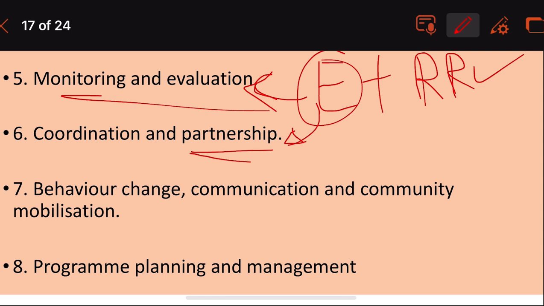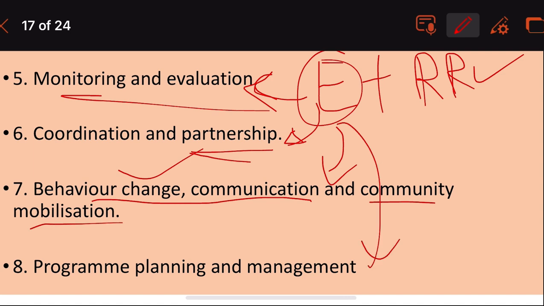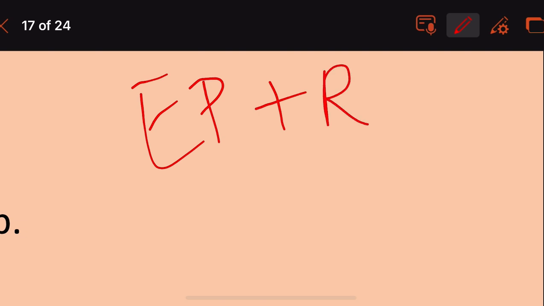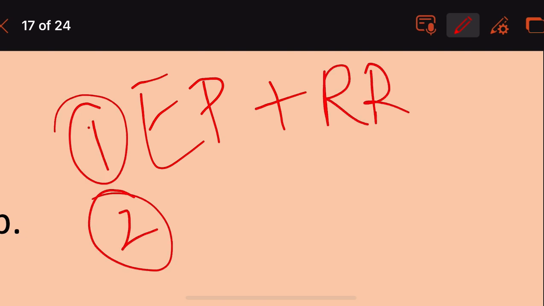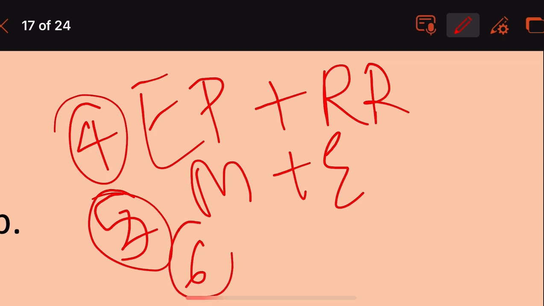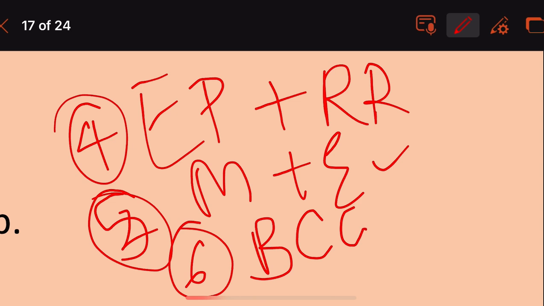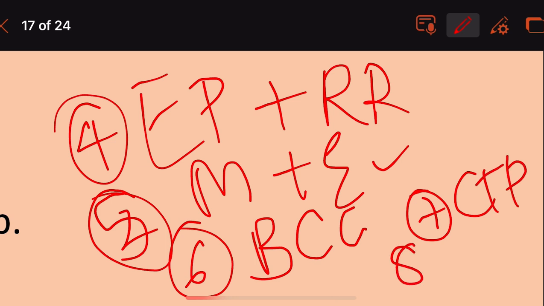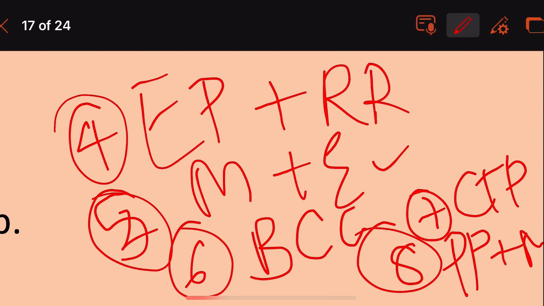And also along with the partnership, we have to bring in the behavior change in the people, because unless they change, we cannot help them that effectively. And the community mobilization. And lastly, to perform all this, we need to have a program which is planned and management should be done. So clear guys, how can we remember it as a story? Epidemic preparedness, we gave a rapid response to that epidemic outbreak. Then next we saw that there is monitoring and evaluation, followed by the behavior change. After monitoring and evaluating, behavior change communication, and plus we have the coordination and partnership with the other sectors, and lastly the program planning and management.